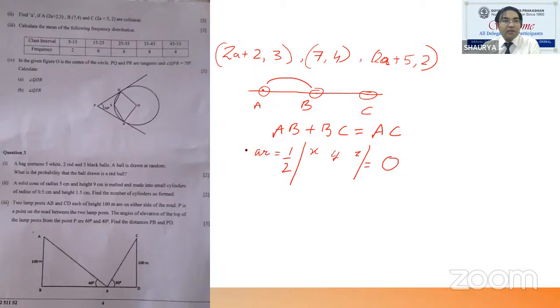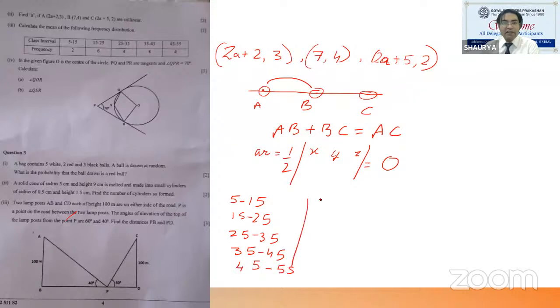Calculate the mean of the following frequency distribution. It's not been mentioned via which method the mean has to be calculated, so we can do it in a simple manner. The classes here are 5 to 15, 15 to 25, 25 to 35, 35 to 45, and 45 to 55.